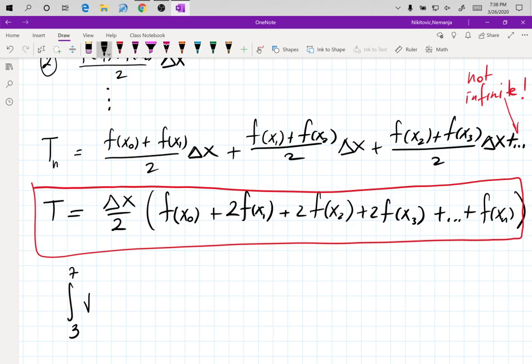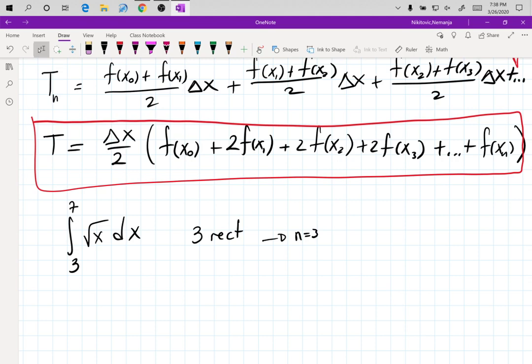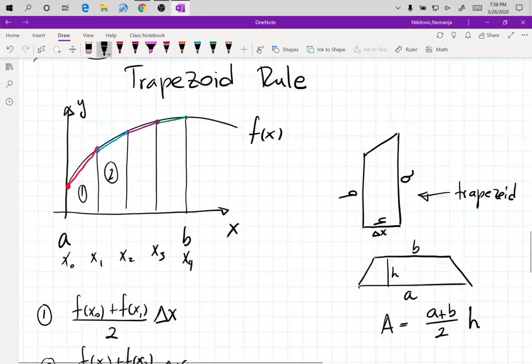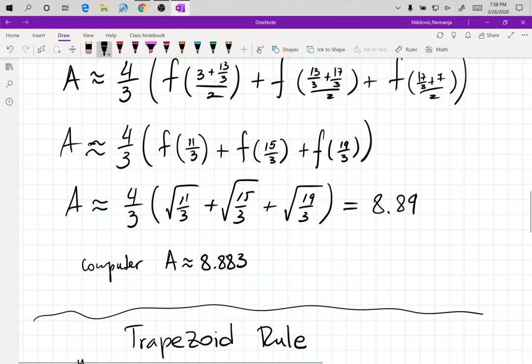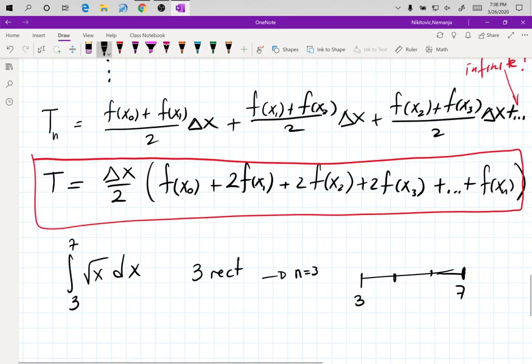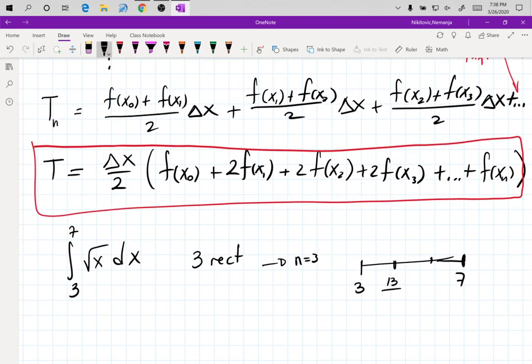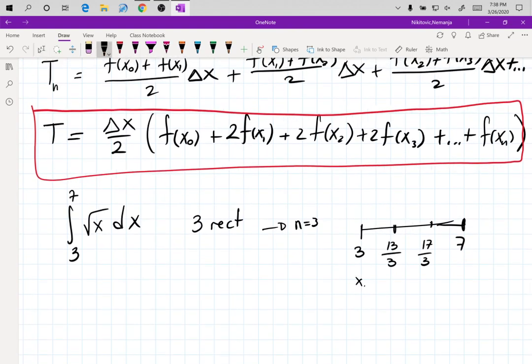Integral 3 to 7 root x dx, 3 rectangles, meaning n equals 3, right? So what do you do? You make your partition, 3, 7 at the end. We said that the numbers were 13/3 and 17/3. There we go. That's your x0, x1, x2, x3.